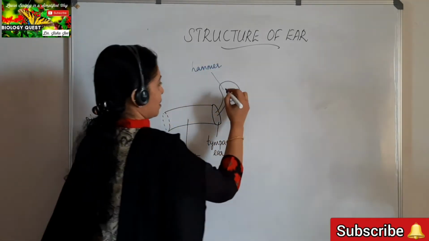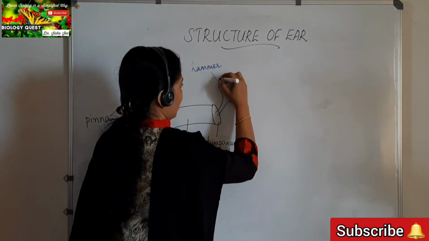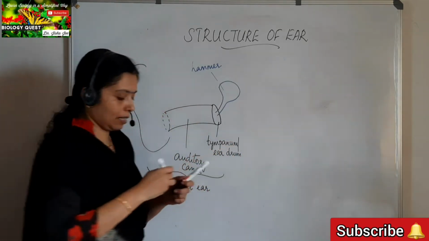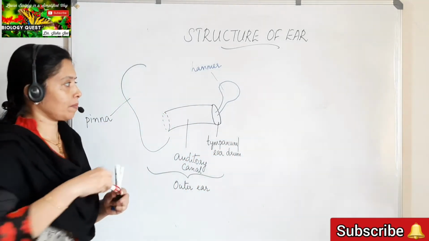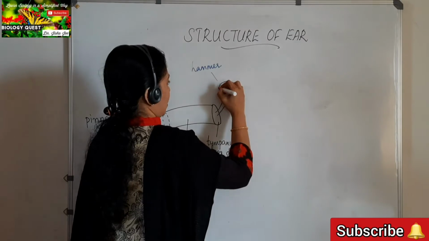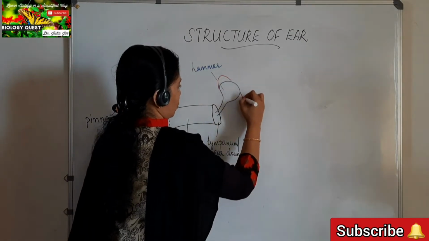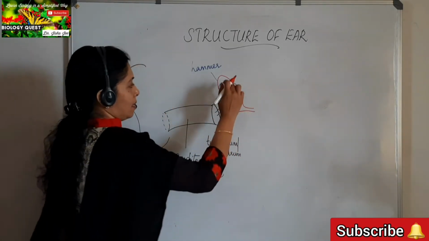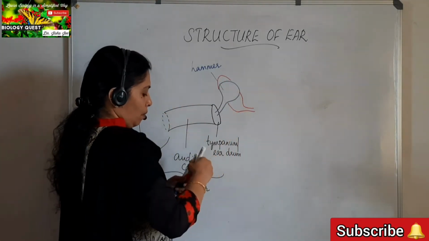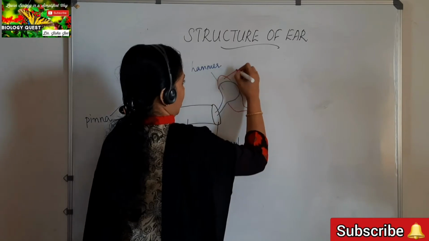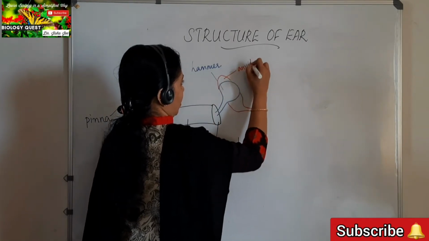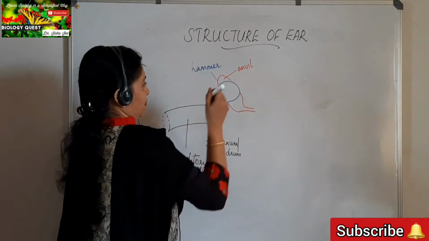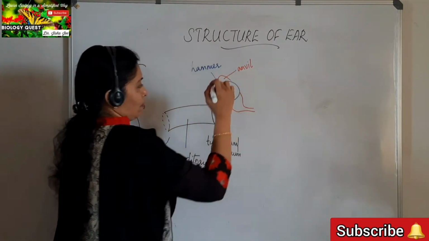Okay, then there is the second bone which is attached to the hammer. I'll draw it in another color. That is the second bone which is called as the anvil. So first bone is the hammer, which I have drawn in blue.